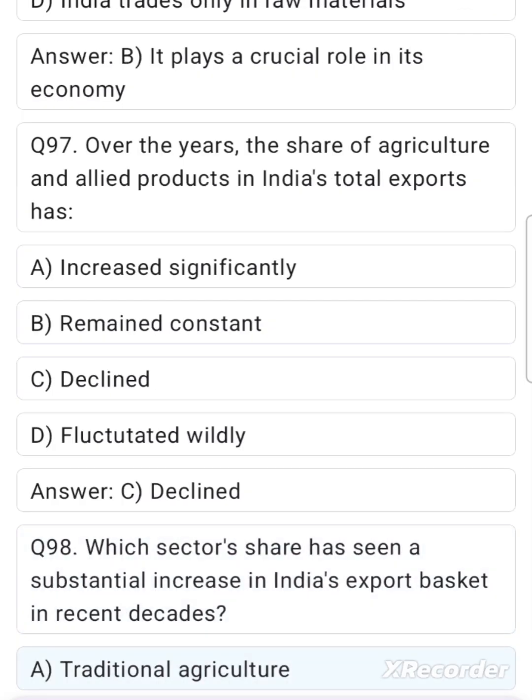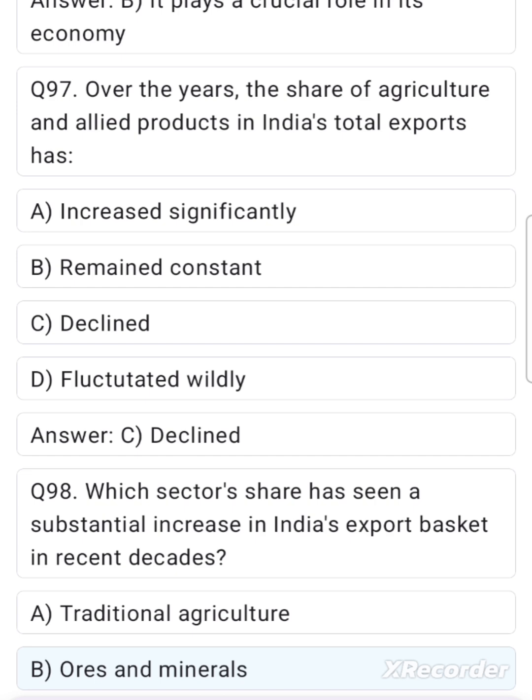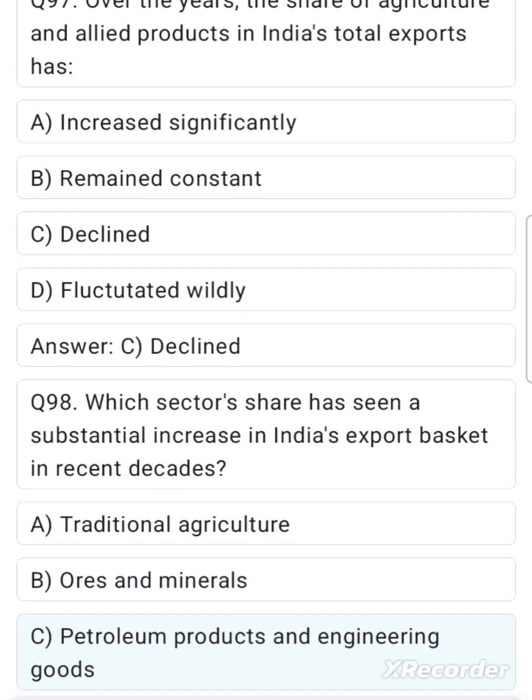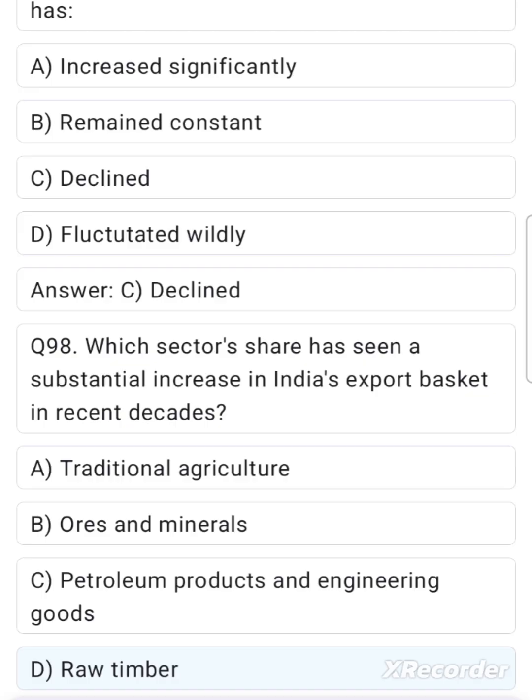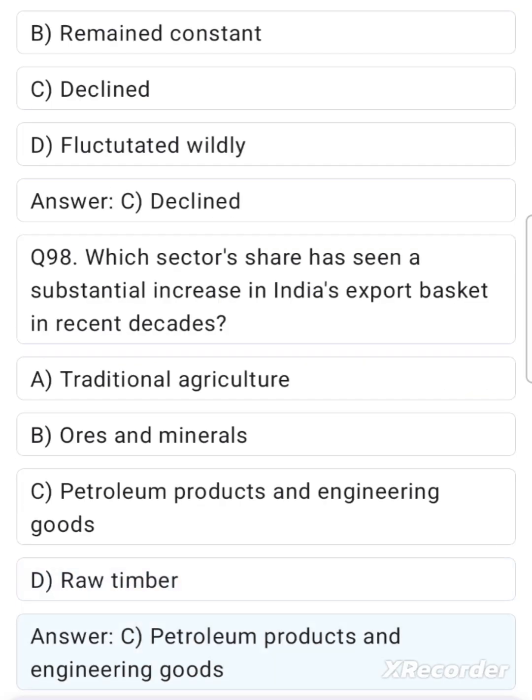Q98. Which sector's share has seen a substantial increase in India's export basket in recent decades? A. Traditional agriculture. B. Ores and minerals. C. Petroleum products and engineering goods. D. Raw timber. Answer C. Petroleum products and engineering goods.